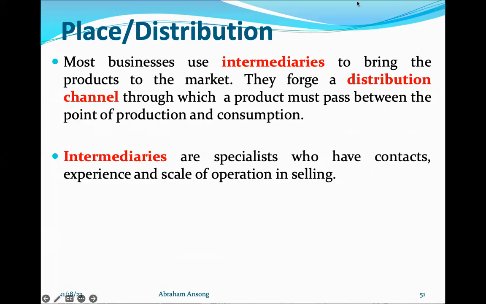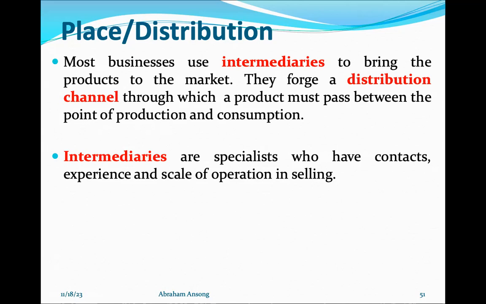So we have the first P that we want to look at, and it is place or distribution. Most businesses use intermediaries to bring the products to the market. They forge a distribution channel through which a product must pass between the point of production and consumption. So it is very, very important.